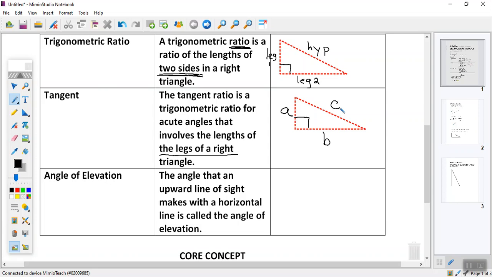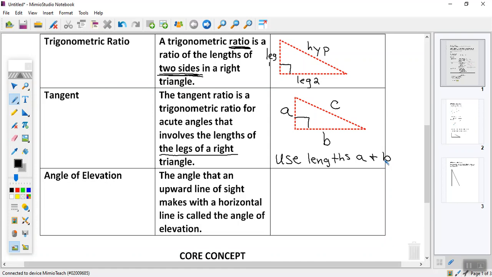If I had sides A, B, and C up there, which two sides is the tangent ratio going to care about? Which labeled sides? A and B. So the tangent would use lengths A and B, and I'll show you some examples of how that's used in a second. Any time you see the word tangent, from now on, involving right triangles, what two sides of the triangle are you focused on? Notice A and B represent my two legs. We're going to talk about legs a lot: two sides that form a right angle.